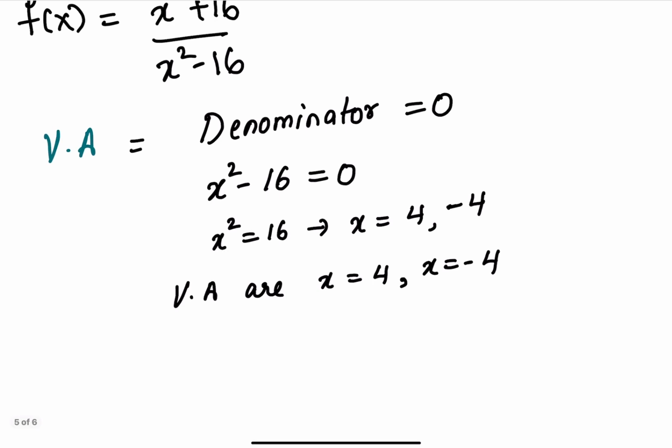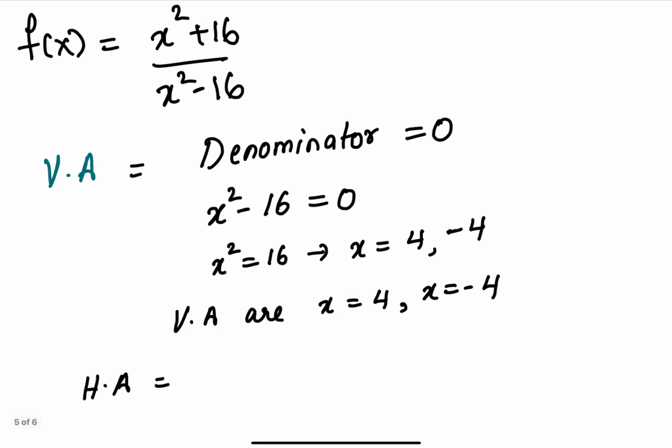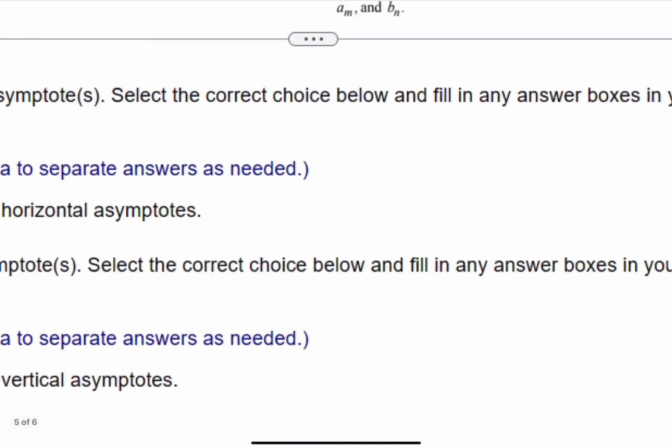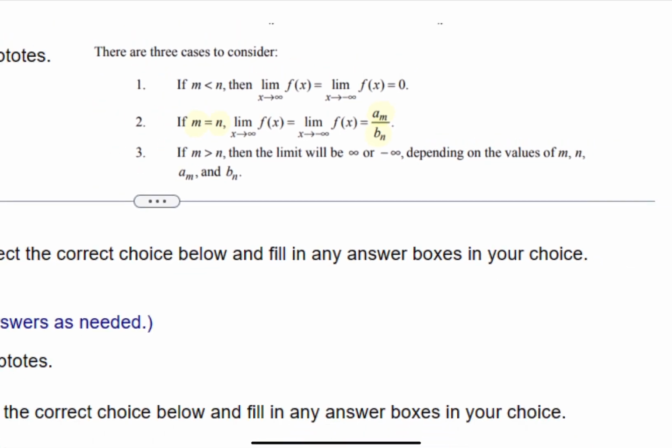Now coming to horizontal asymptotes, I want you to look at the power. What is the power of the numerator? The power of the numerator is 2, and the denominator is 2. So when the power of the numerator is equal to the power of the denominator, your horizontal asymptote is y equals the coefficient of the top over the coefficient of the bottom, which is 1. And again, that goes back to this rule where the power of the numerator is equal to the denominator. I simply take the coefficient of the leading term divided by the coefficient of the leading term in the denominator.